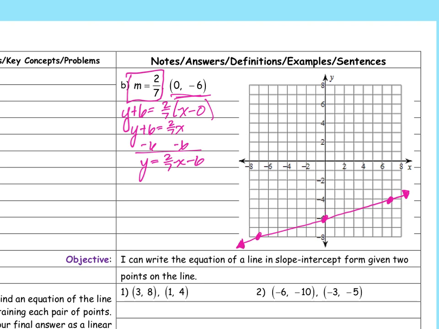Okay, questions? You guys are doing great today. Thank you for being patient with me and my problems that I have with this today. Okay, next poll. Can you convert an equation from point slope form to slope intercept form?